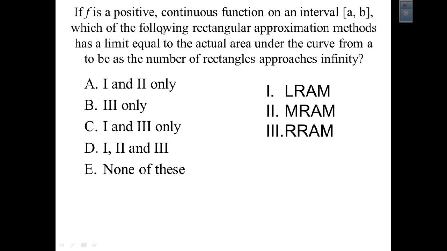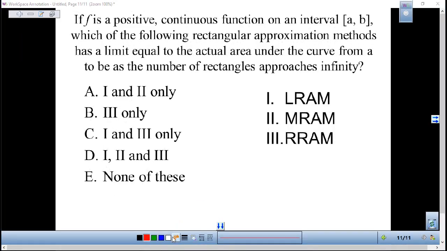All right, next question. If f is a positive continuous function on a closed interval from a to b, which of the following rectangular approximation methods has a limit equal to the actual area under the curve from A to B? And let me change something here. That B should not be the word B, it should be the letter B. As the number of rectangles approaches infinity. So which one of these approximation methods is going to give us a limit equal to the actual area under the curve from A to B as the number of rectangles approaches infinity?